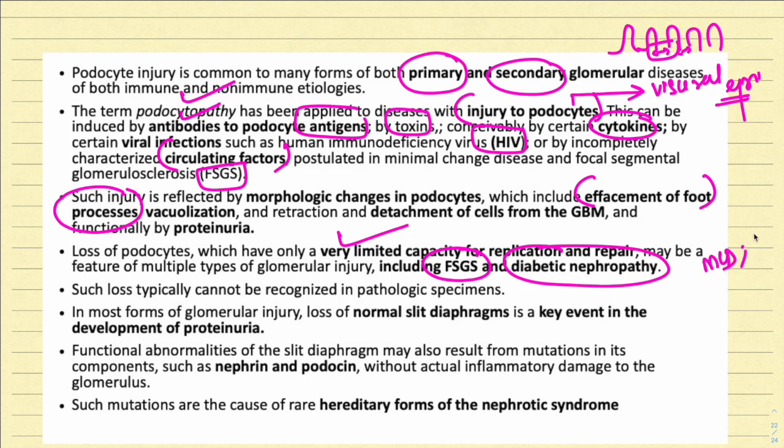also in case of MCD, minimal change disease. Now in case of MCD, nephrotic syndrome, usually there is no loss. In fact, there is an effacement of the foot process in case of MCD or membranous glomerulonephritis. In both conditions, you will see effacement of the foot processes.